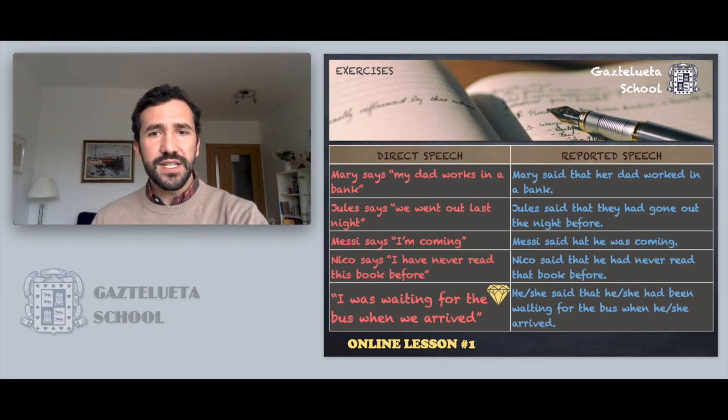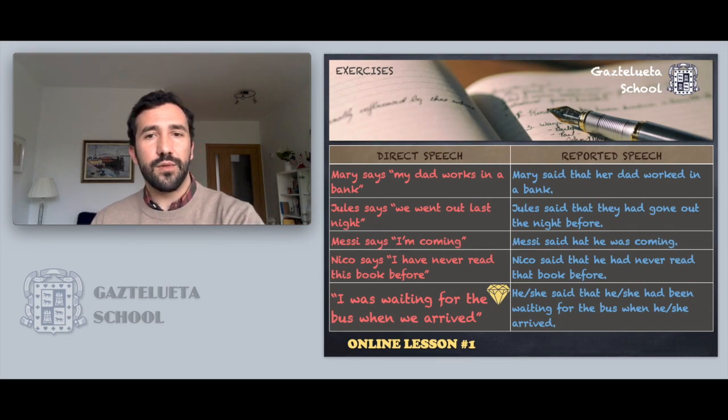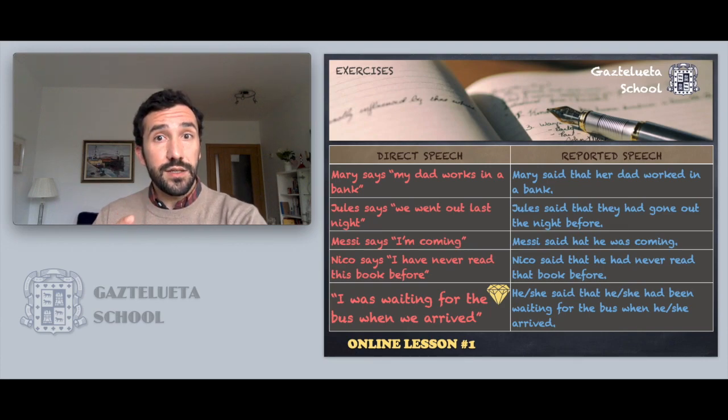Second one, Jules says we went out last night. In reported speech, we would be saying Jules said that they, because in direct speech it was we, now is they, had gone out the night before. Let me clarify this sentence, let me make it clearer for you. Jules ha dicho, salimos anoche a tomar una Coca-Cola. Nosotros. In reported speech would be, Jules dijo que ellos salieron anoche a tomar una Coca-Cola. Did you understand the change? Good.